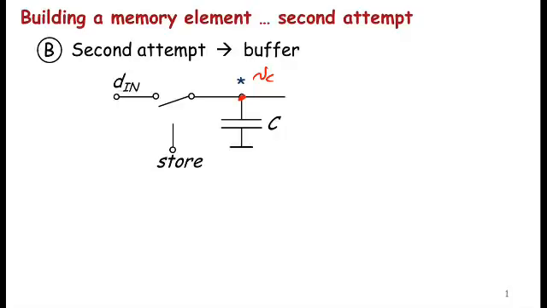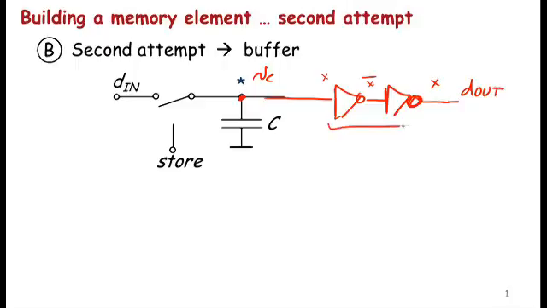The problem was that when my output was connected to the load directly, the load caused the output to be discharged. So the obvious thing that comes to mind is, why don't I buffer the value? I'm going to put a pair of inverters so that they behave like a buffer. If this value is x, then this value is x bar, and this value is again x. So this becomes my D out. Together these things form a buffer.